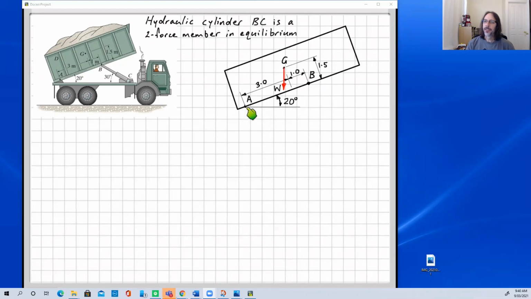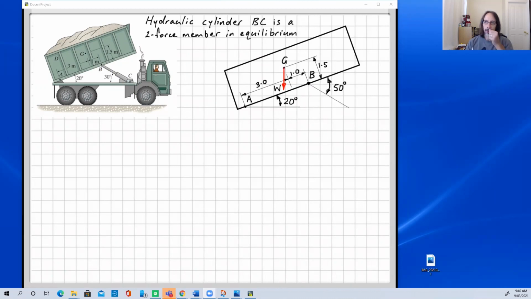When we get down here to point A, that's also a pin connection, so that will also have two unknowns, either a force and its direction, or two components. Because we know that this hydraulic cylinder is a two-force member in equilibrium, we know that the force at C and the force at B must be equal and opposite, and along the line joining BC. We know the direction of that force there, so we can start to put that in.